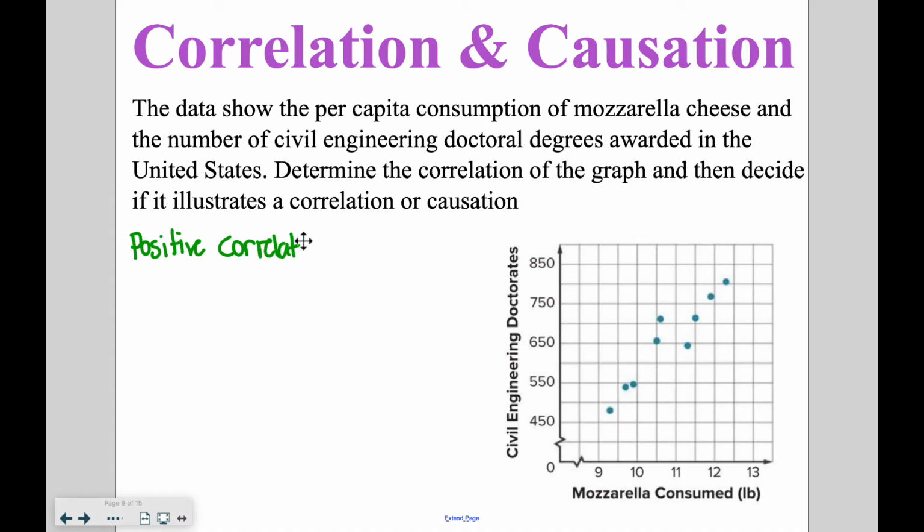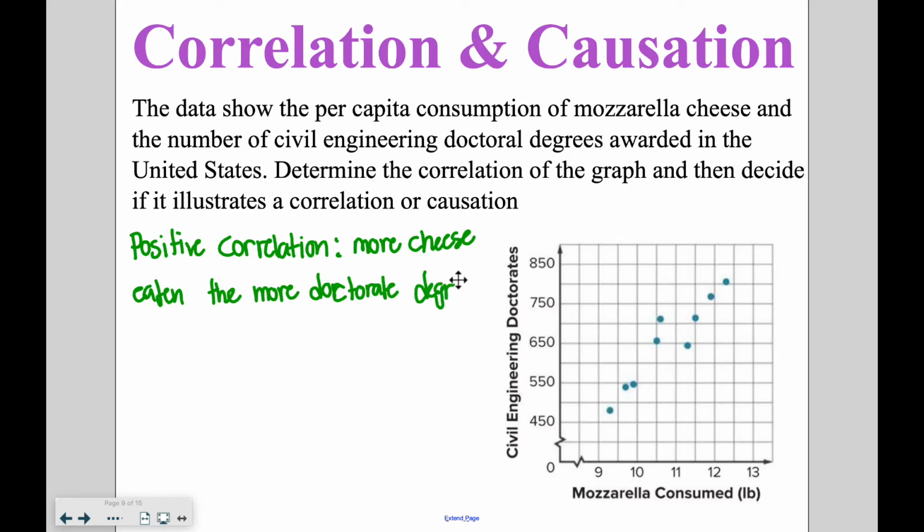So we've got a positive correlation, which indicates that the more cheese eaten, the more doctorate degrees are earned. So that's what our graph is telling us.